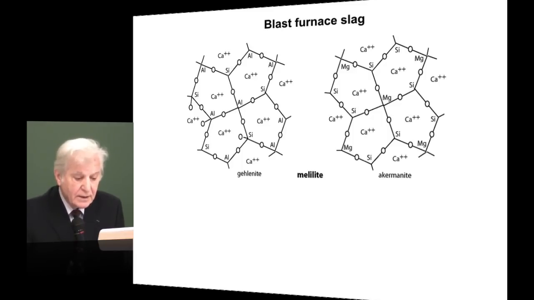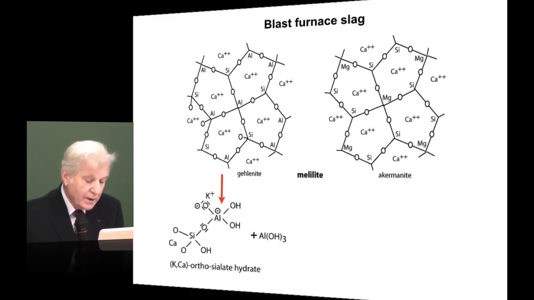The slag is made out of a glassy substance called melilite, which is a solid solution of gehlenite, a silico-aluminate of calcium, and akermanite, a magnesium silicate of calcium too. These two minerals are subject to alkalination and are depolymerized. Under the action of the alkali, the gehlenite is transformed into an orthosilicate hydrate, a small molecule, and precipitation of aluminum. There is one aluminum here and a second here, because in the structure we had two Al for one Si.